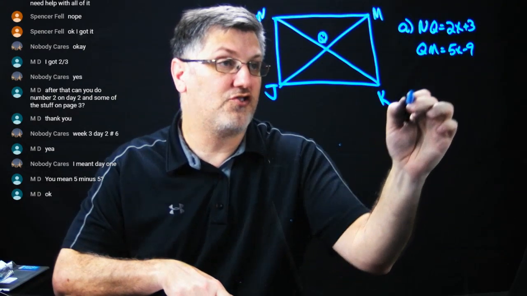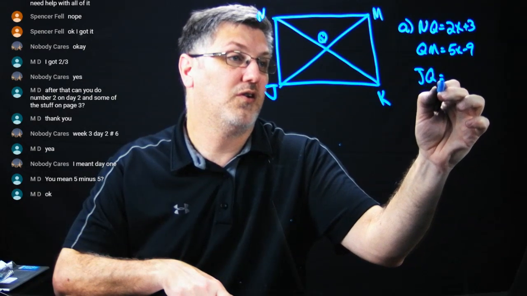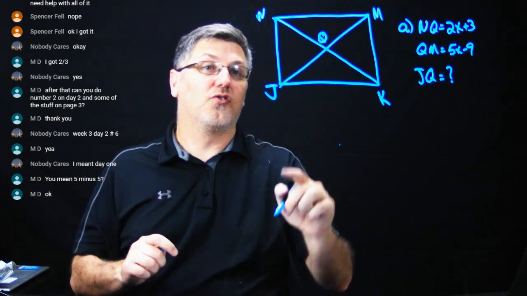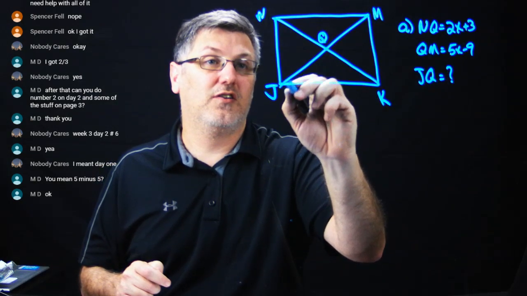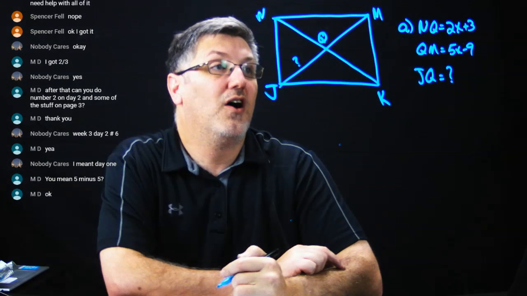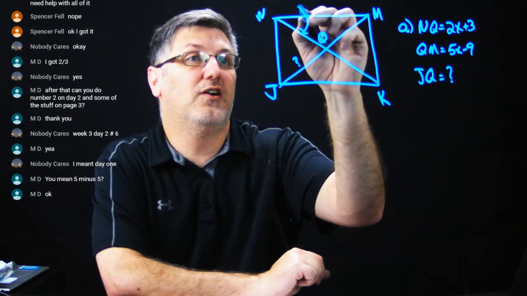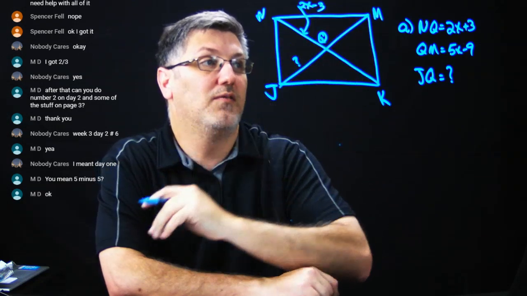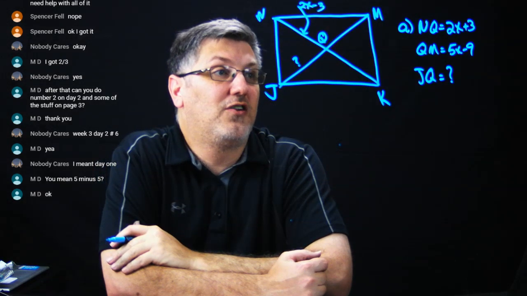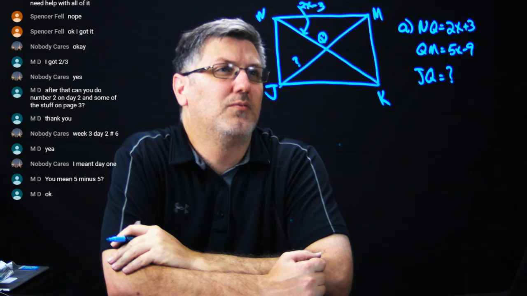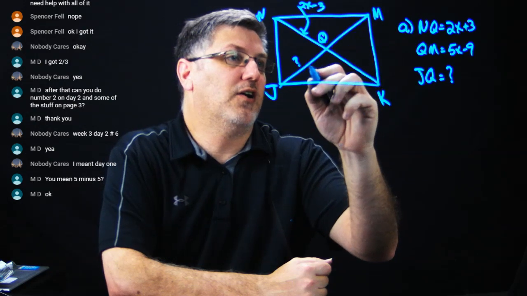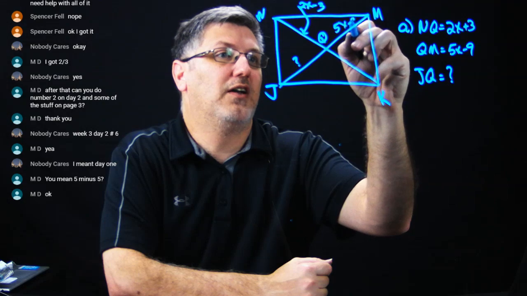Then it asks you for JQ. That's my question. So it wants to know this length right here. It tells me that NQ is 2x minus 3, so this part right here is 2x minus 3. Then it tells me MQ, this part right here, is 5x minus 9.